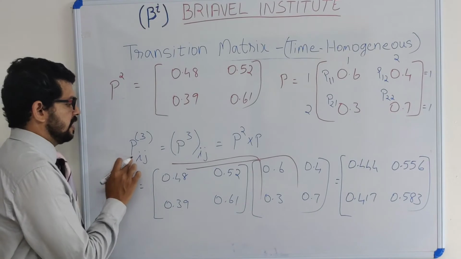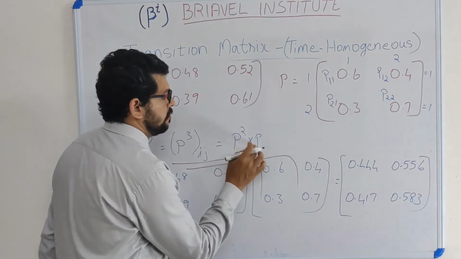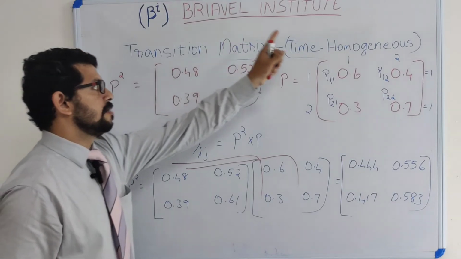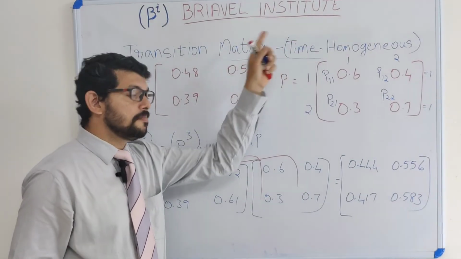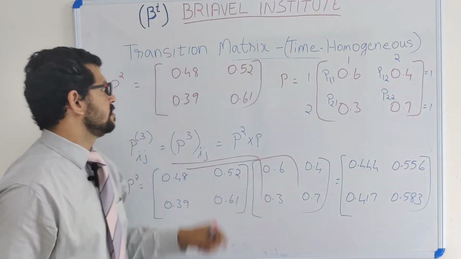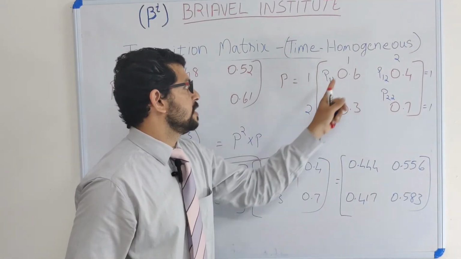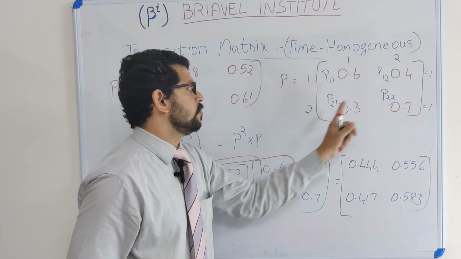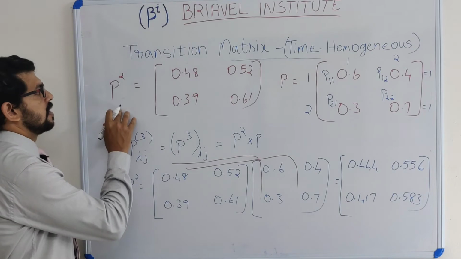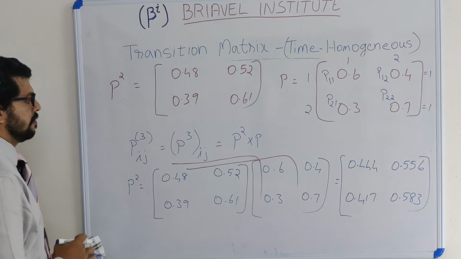So we understood that Pij raised to 3 means the power of the matrix, 3, and how to calculate P square into P. We understood matrix multiplication, the transition matrix, and time homogeneous. What is time homogeneous? It is time independent; we are not considering time. That is our benefit in time homogeneous. We wrote the transition probabilities p11, p12, p21, p22 and drew the transition diagram. Later we learned matrix multiplication. So keep these three things in mind.